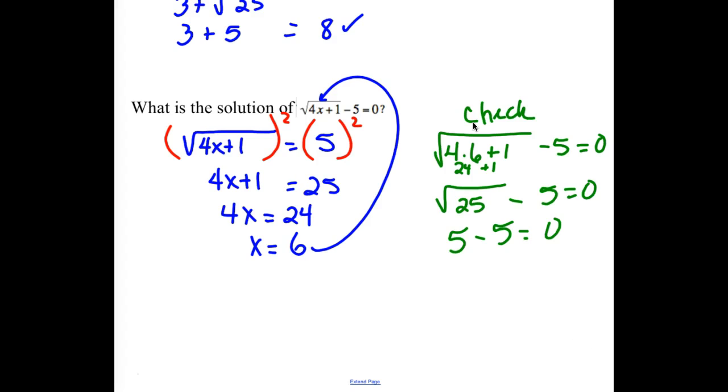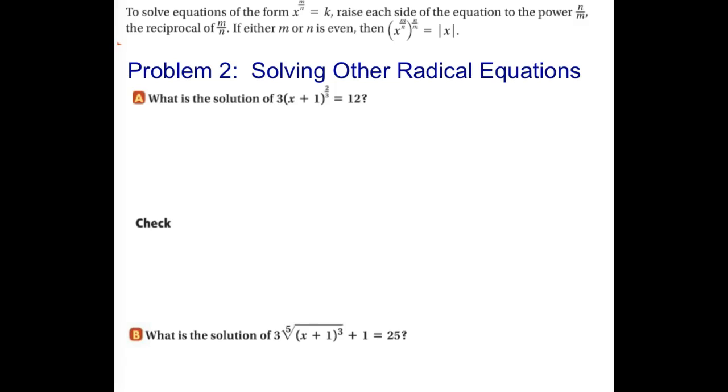All right. So in the 2 examples that we just looked at, we had a single square root to deal with. We're going to look at some now that have that rational exponent instead. It says to solve equations that have the form something like x to the m over n power equaling some constant, we have to raise each side of the equation to the reciprocal power.